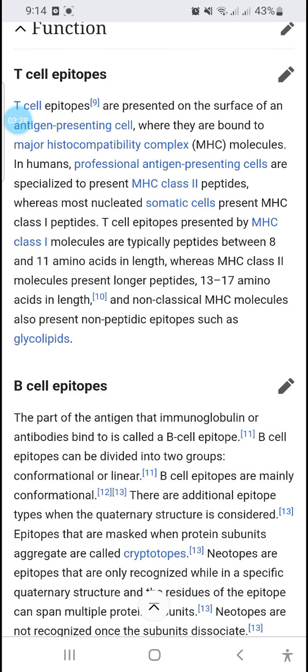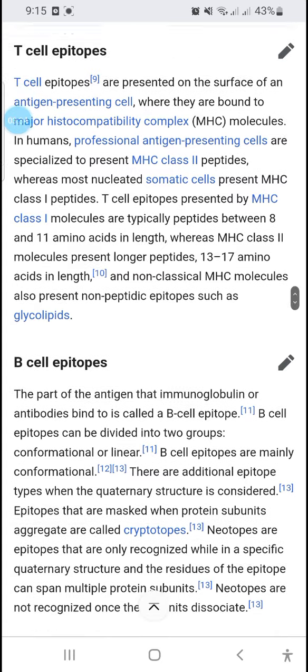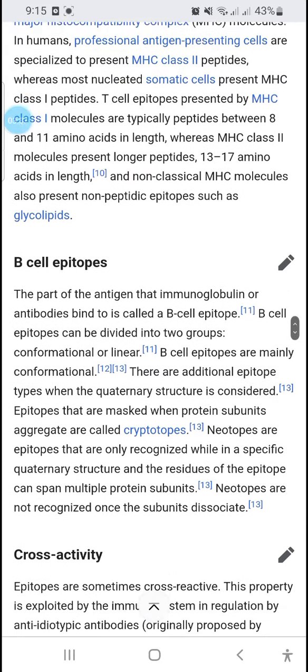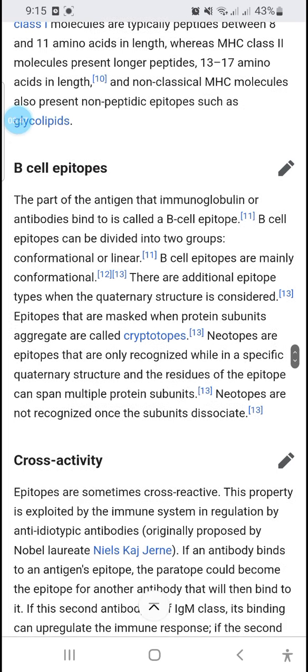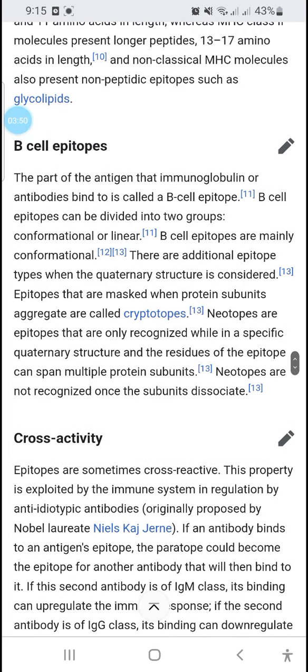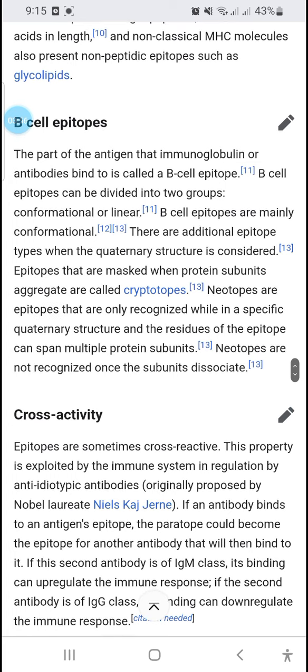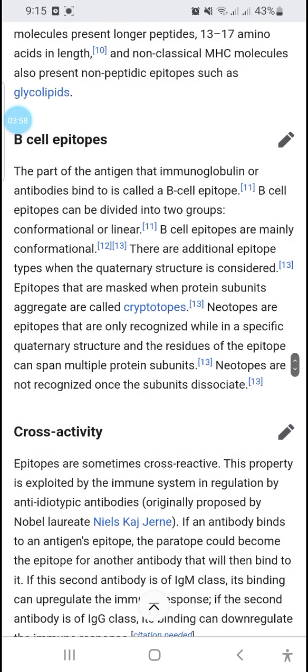And non-classical MHC molecules also present non-peptidic epitopes such as glycolipids. Next, B cell epitopes. The part of the antigen that immunoglobulin or antibodies bind to is called a B cell epitope. B cell epitopes can be divided into two groups: conformational or linear. B cell epitopes are mainly conformational.